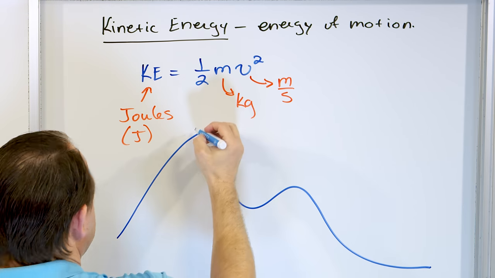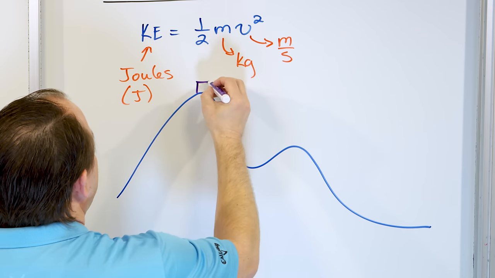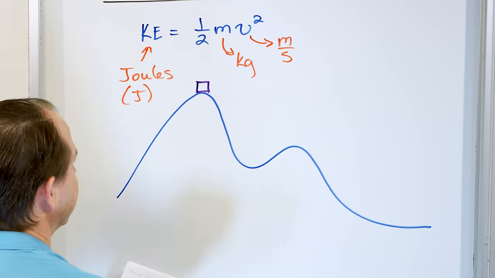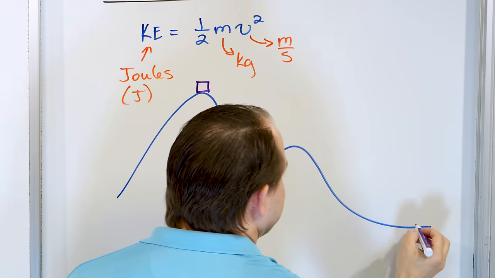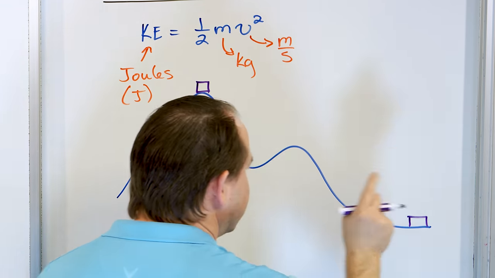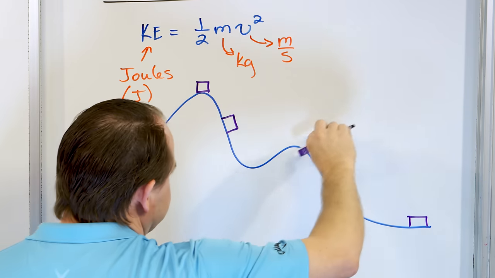And let's say you're, let me switch colors. Let's say you're at this position. We're going to talk about what happens when you're at this position on the roller coaster. And then we're going to talk about what happens when you're on this position on the roller coaster. And then we're going to talk about what happens when you're on this position way at the very end of the roller coaster. Of course, the roller coaster is moving this direction. It's going like this, right?